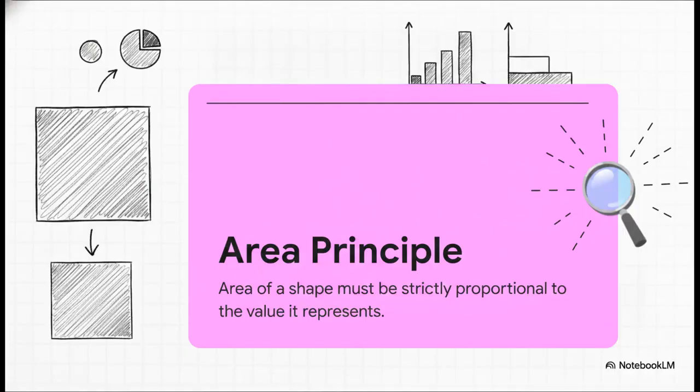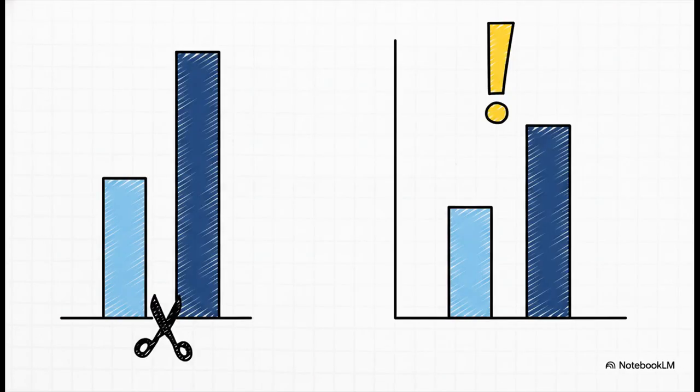Visuals are incredibly powerful, but they have to follow a golden rule called the area principle. This dictates that the area of a shape in a visual representation absolutely must be exactly proportional to the value it represents. If the number is twice as big, the ink on the page better be exactly twice as big. And you know what's wild? How often charts violate this exact principle just to grab your attention.